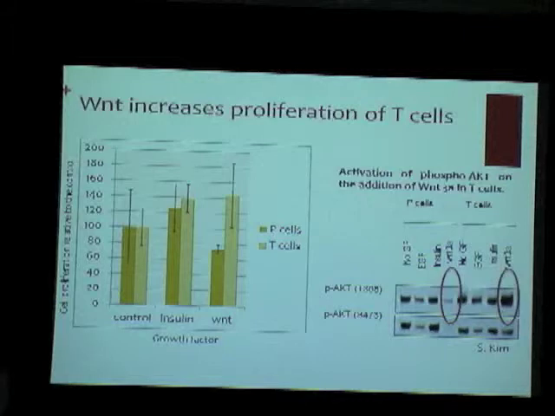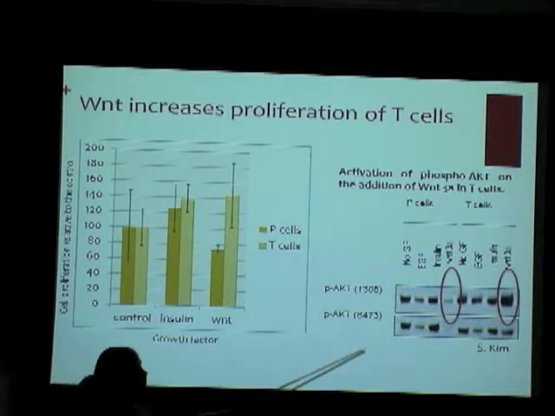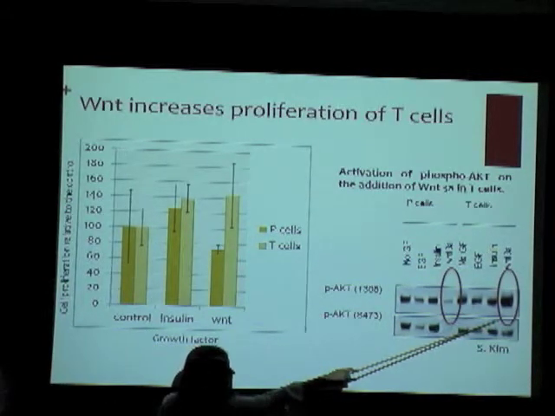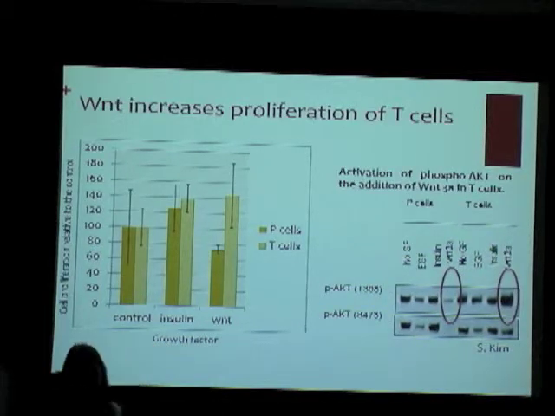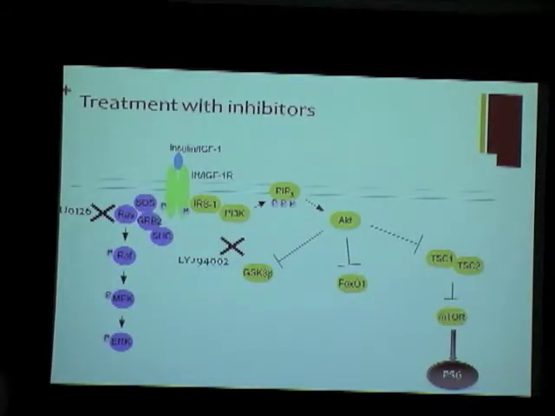Now this is a very interesting result we got. We found that Wnt significantly increases the proliferation of T cells alone as compared to the P cells. Wnt under normal conditions does not induce proliferation of any type of cell, mammary cell, epithelial cell, but it does affect T cells. This correlates with data by Soyoung, where she found that phospho-AKT was significantly increased in T cells as compared to the P cells under the influence of Wnt. And since Wnt is an activator of the AKT pathway, this again suggests a dysregulation of the pathway.